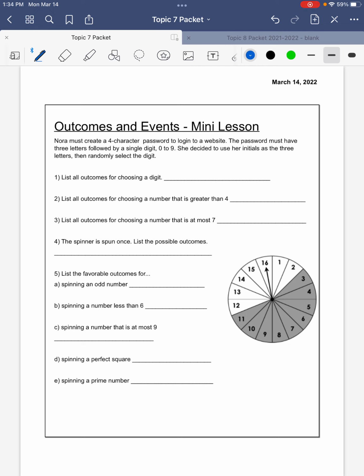Let's get started. Nora must create a 4-character password to log into a website. The password must have 3 letters followed by a single digit 0 to 9. She decided to use her initials as the 3 letters and then randomly select the digit. So number 1, list all possible outcomes for choosing a digit.